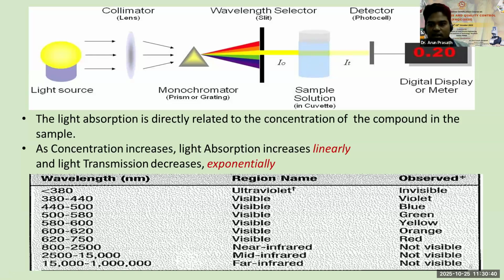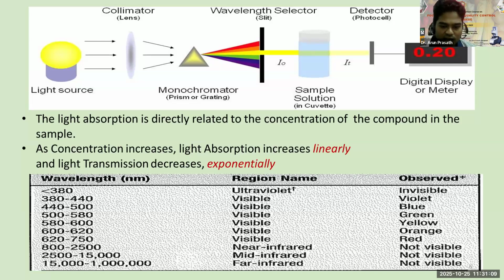So this is the key in understanding the spectroscopy. When you're passing the light, it can measure the concentration of the component in the solution. As the concentration of the particular solute increases, the light absorption increases, and the light transmission decreases exponentially.